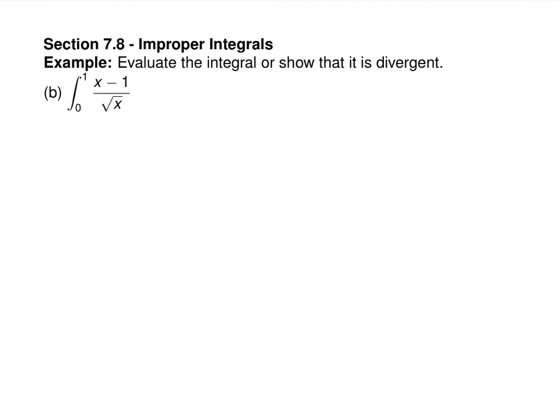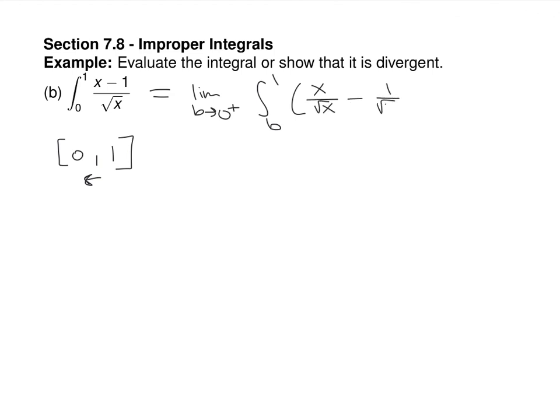Unless you're careful, you won't notice that this particular one has a problem. Notice that technically speaking, the function you're given is not continuous on the interval from 0 to 1, so you gotta be careful about that. So because 0 is the problem point, and you have to approach 0 from inside the interval, you have to come at it that way. So that would be 0 from the right. So this will equal the limit as b goes to 0 from the right, b to 1, and let's just break that up into x over root x minus 1 over root x, because we're going to have to do so to integrate anyway.